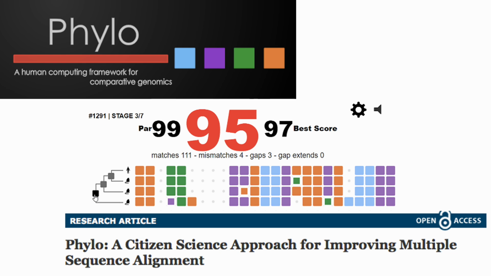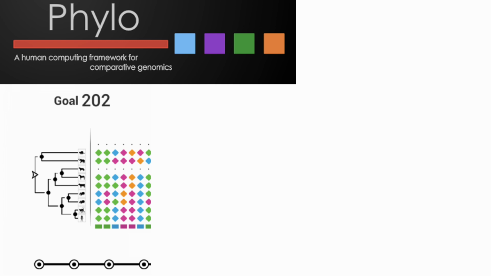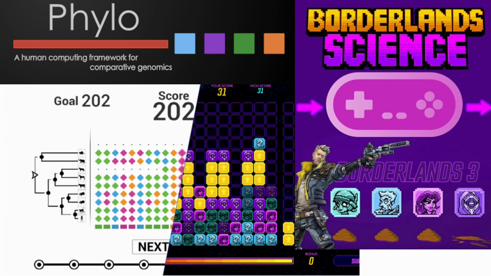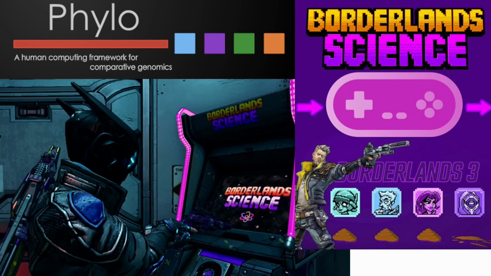Now, have you heard of a video game called Borderlands? They took Philo and they put it in Borderlands 3. In a new mini game they call Borderlands Science. And yes, that is poo at the bottom. Borderlands Science produced 5 times more data in the first 12 hours than Philo did during its 10 years of operations. That is a lot of data.